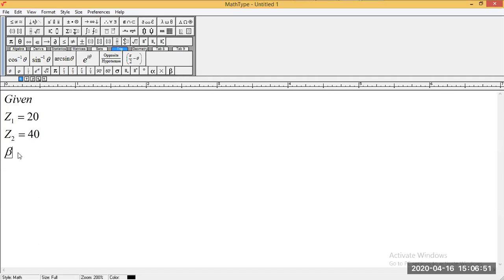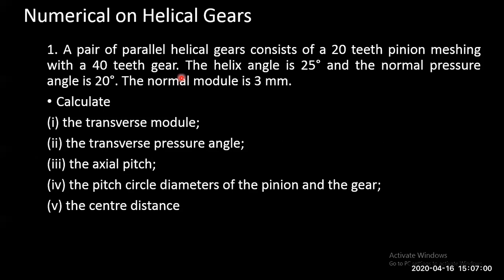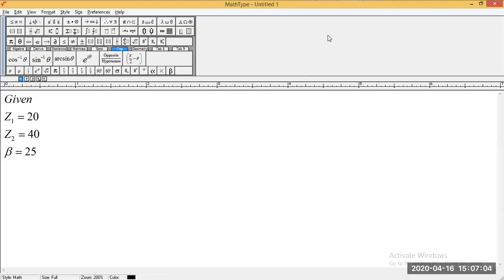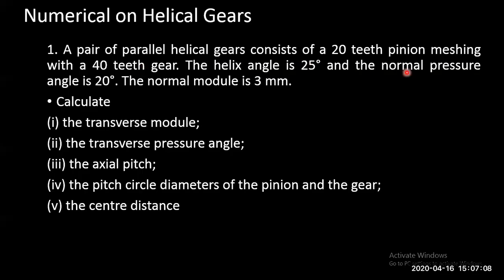So this is beta. We use the symbol beta for the helix angle. You can see here helix angle 25 degrees. And normal pressure angle. You can see in the question, the normal pressure angle is 20 degrees.